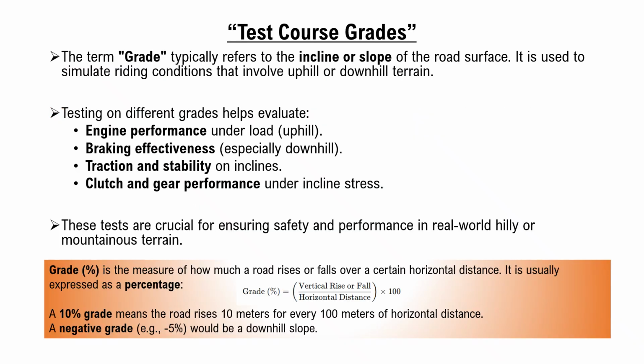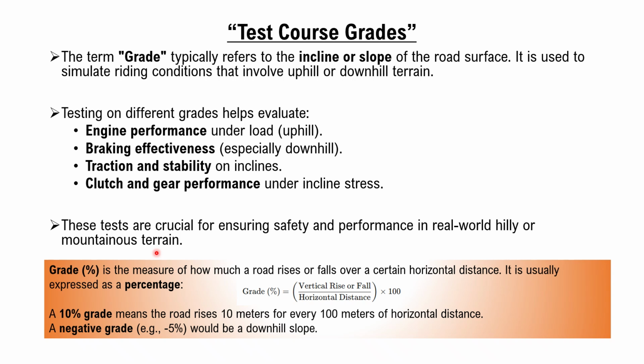Grade means, a term grade typically refers to incline or slope of the road surface. It is used to simulate riding conditions that involve uphill or downhill terrain. Testing on different grades helps to evaluate engine performance while moving uphill, braking effectiveness while moving downhill, traction and stability on inclines, clutch and gear performance under incline stress. These tests are crucial for ensuring safety and performance in real-world hilly or mountainous terrain.